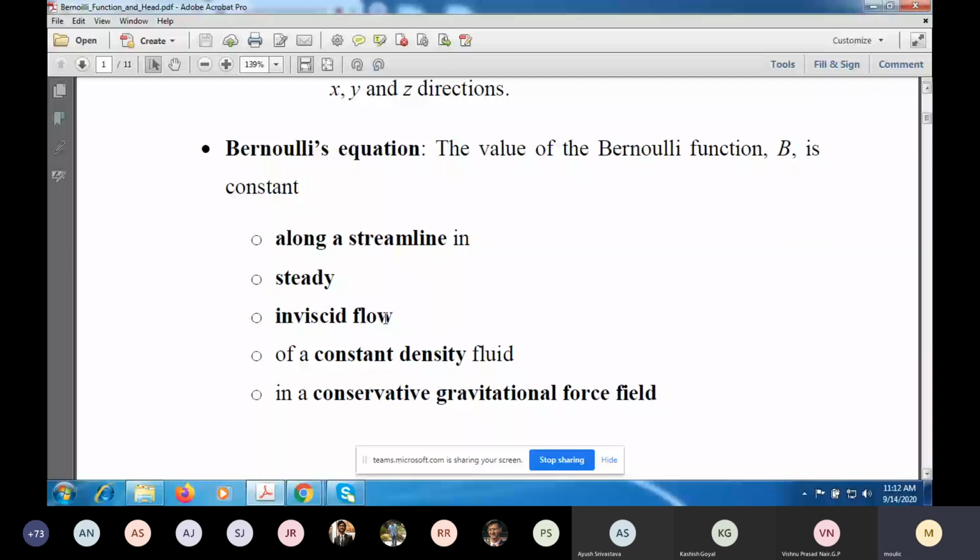Now, as I said before, I'm assuming that the density is constant. You can have forms of Bernoulli's equation where density is not constant, but that form will be more complicated. And I'm assuming that it's a conservative body force.